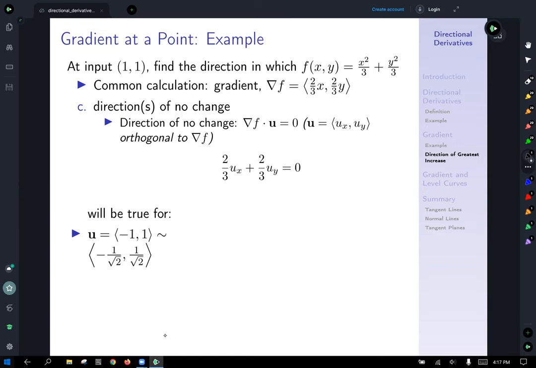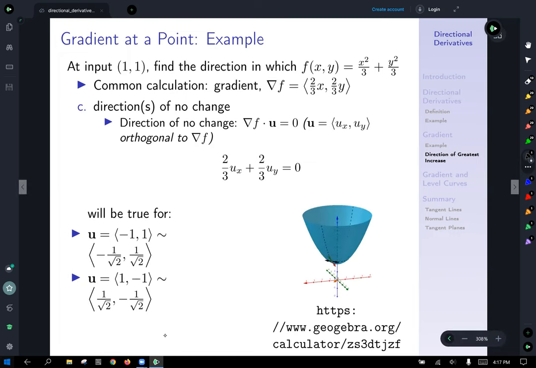We can scale that down to unit length to get the vector shown below. And then the other direction, if x is positive and y is negative, we have another direction. And there you have the two u vectors that we drew on the last page, but plotted on our surface there.